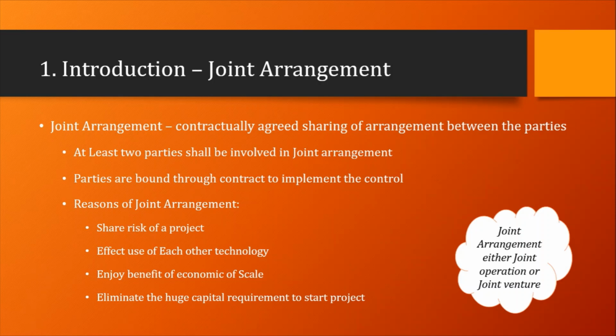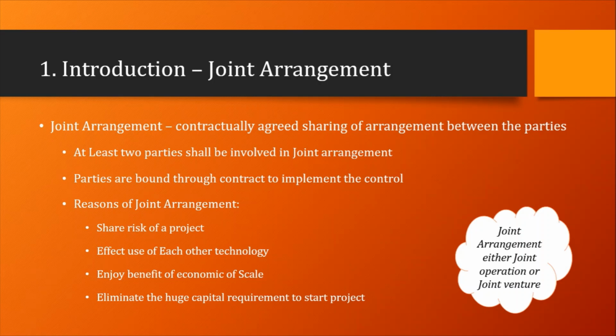If one company is using one technology and another company is using a different technology, or one company is expert in the assembling process while the other company has better technology in production, they come together to do such tasks. Then economies of scale, as in this example of assembly and production. Then eliminating the huge capital requirement to start a project.